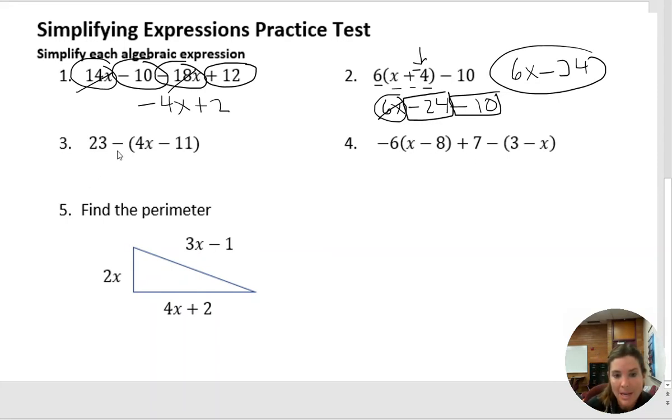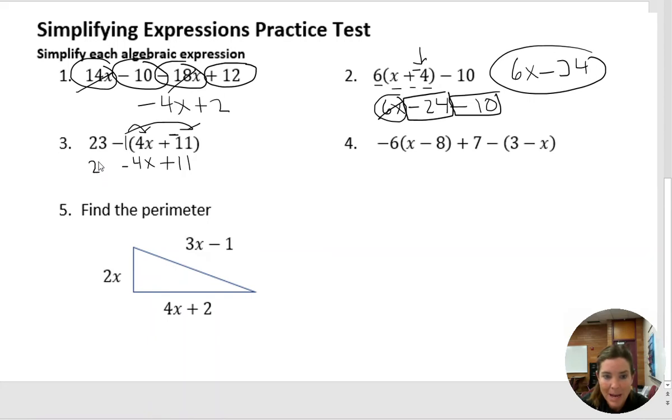Okay, now on the next one, we have a 23. We have a minus sign in front of this parenthesis. So what that really means is this is like having a negative 1 right next to the parenthesis. And when you're simplifying expressions, you always distribute first. So the thing that we're going to distribute is this negative 1. We're going to distribute to the 4x. And then because there's a minus sign in front of this 11, that really makes that a negative 11. So a negative 1 times 4x is a negative 4x. Negative 1 times a negative 11 is a positive 11.